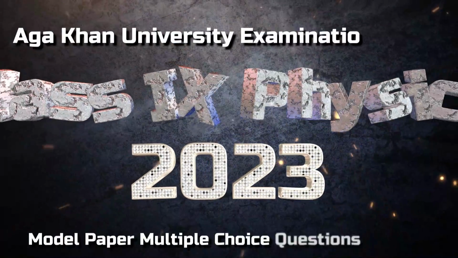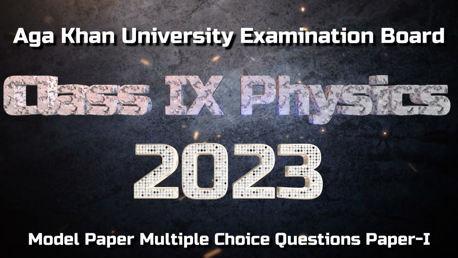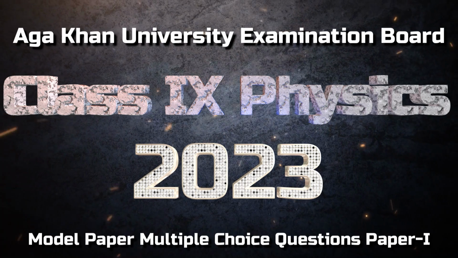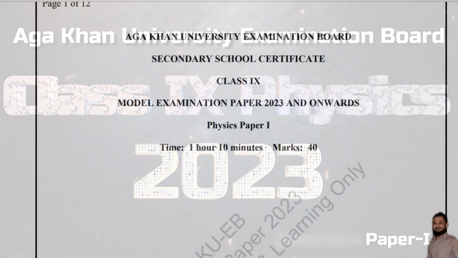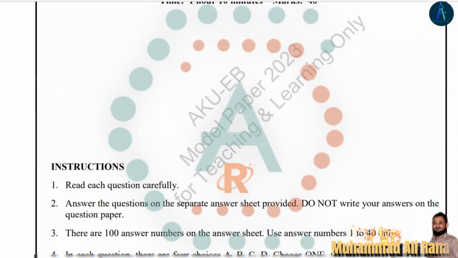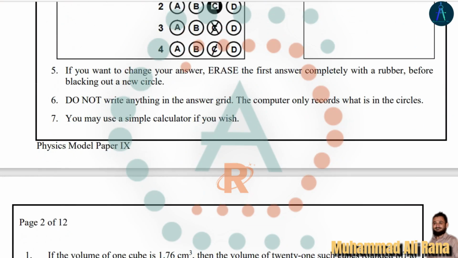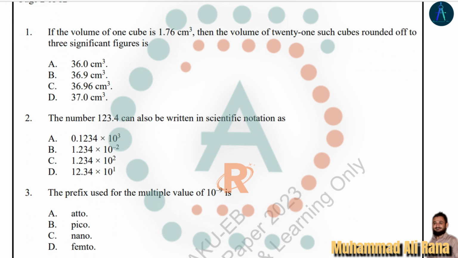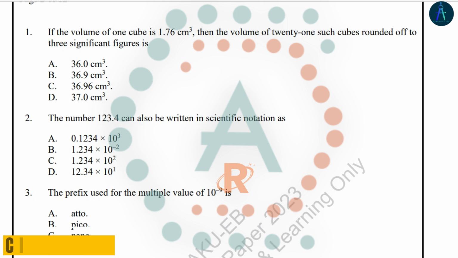Hey, hello and welcome to our yet another video, and in this video we are going to solve the model paper of Khan University Examination Board 2023 Physics Paper 1. So let's come to our question number 1 in this year. So here we have the question number 1.